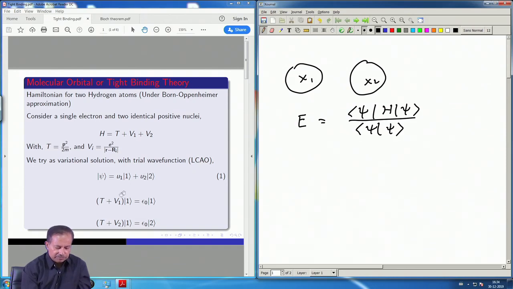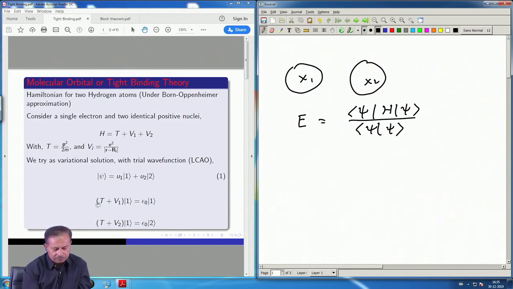So, the matrix elements are very simple. T plus V1 is basically the first hydrogen atom and its wave function more or less, and so T plus V1 operating on 1 will give you this single particle hydrogen-like energy, epsilon naught. If I choose 1 to be the 1s orbital, then epsilon naught will be basically minus 13.6 electron volt.